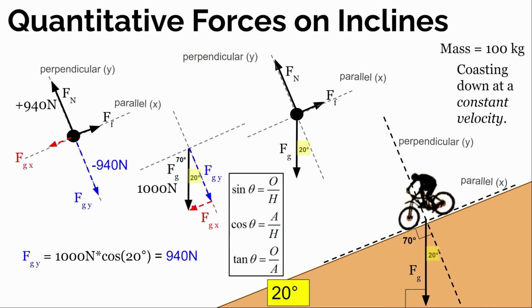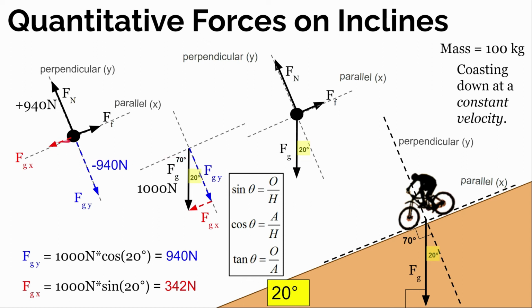Now let's look at the x component of gravity. This is opposite our 20-degree angle, and so we're going to end up using the sine equation. We know the hypotenuse, again, is 1,000 newtons. Our angle is 20 degrees. And if we do the math, we find out that the x component of gravity is 342 newtons in size.